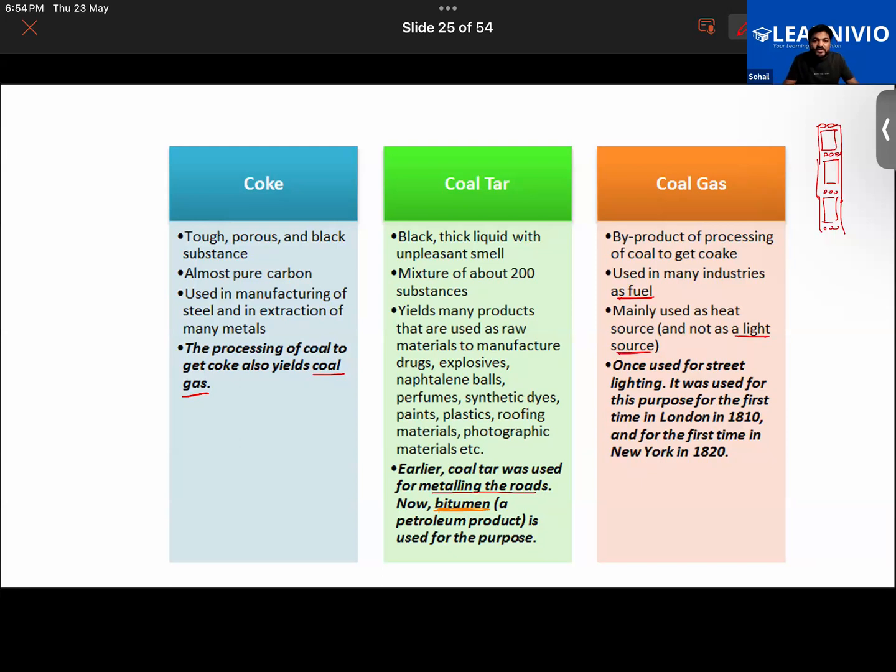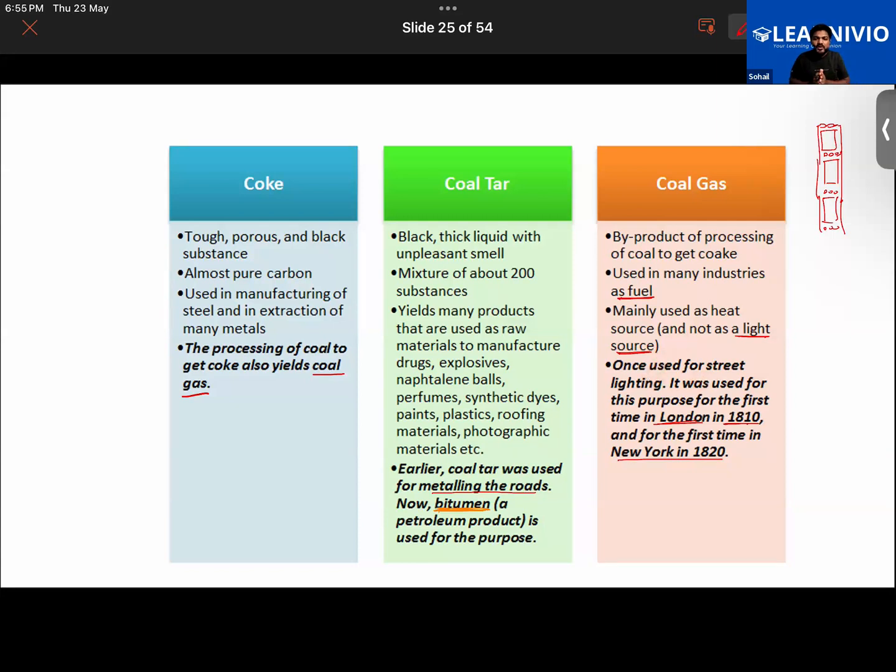Earlier, as I told you, it was used in street lamps also. So once it was used for the purpose of lighting also. It was first used for lighting in the year 1810 in London. Getting it now? Later on, it was used in New York in the year 1820. Yeah, I was saying that once it was used for street lighting.